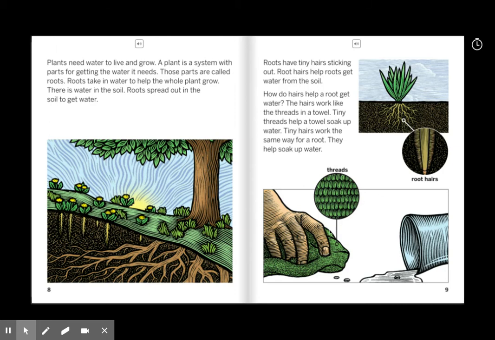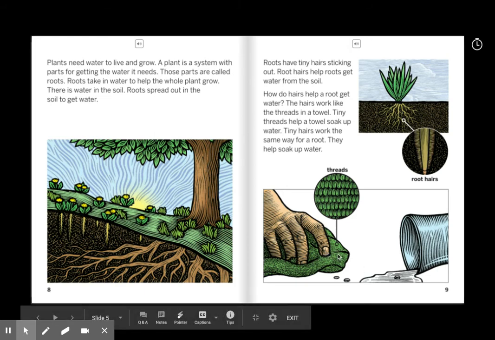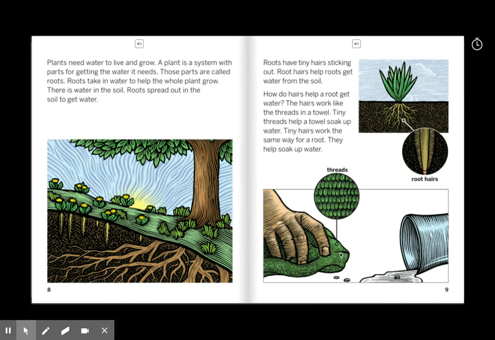So this is just a blown up picture of someone sopping up some water with a towel. And so these threads are what help the towel soak up the water. And so that's the same idea as the root hairs.